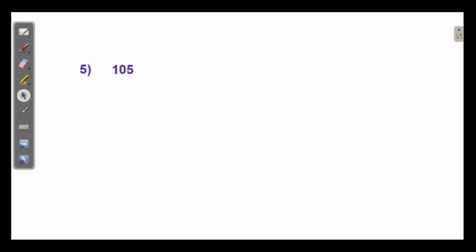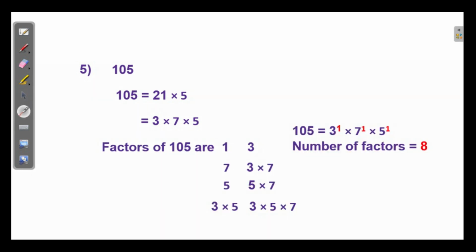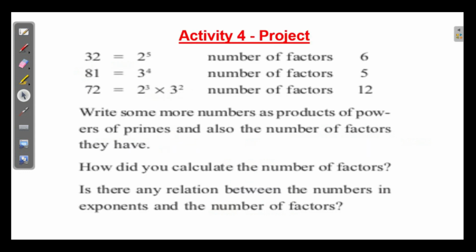The fifth one is 105. 105 is equal to 3 into 7 into 5. Here first we can write it as 21 into 5, but this 21 is not a prime number. So 3 into 7 into 5, and we can list the factors. Which are the powers of these prime numbers? 1, 1, 1. And the number of factors is equal to 8. And we need these because the next one is a project.